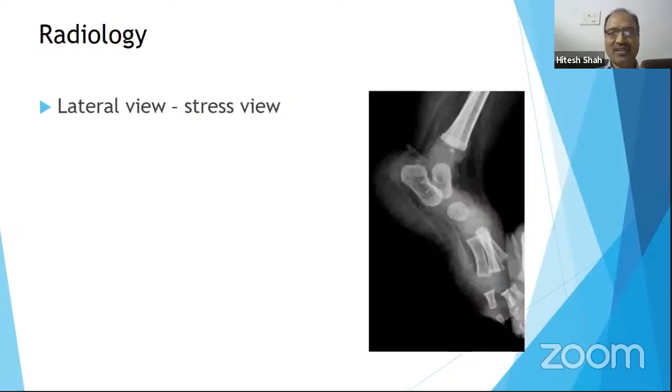I would like to ask any postgraduates what bones are visible here.